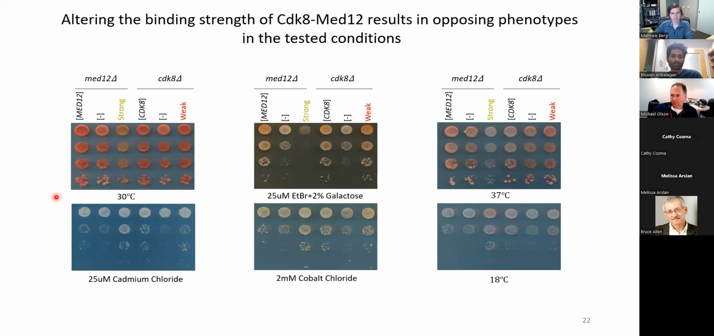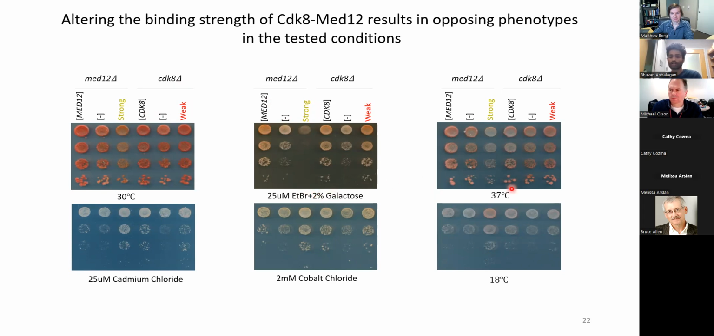So in order to check the growth phenotype, I did a growth assay where again each row represents 10-fold serially diluted yeast cells, and each column represents a different strain. In all the conditions, you can see that both the MED12 knockout and CDK8 knockout exhibit the same phenotype, suggesting functional similarity between subunits of the CDK8 kinase module. And in all conditions, the I449E mutant, which weakens the interaction, produces the same phenotype as the wild type. But in contrast, the N48R mutant, which strengthens the interaction between CDK8 and MED12, produces an even sicker phenotype than the knockout in the ethidium bromide and galactose conditions.